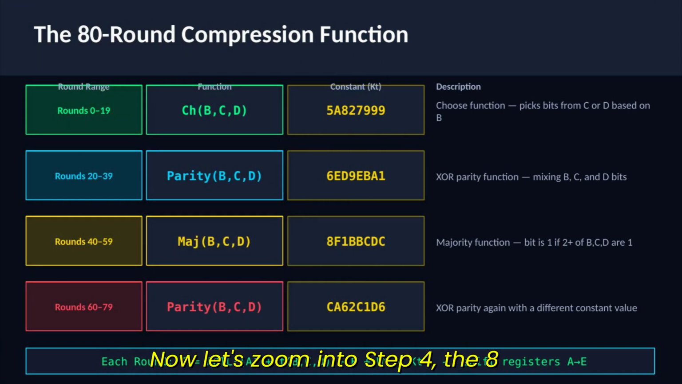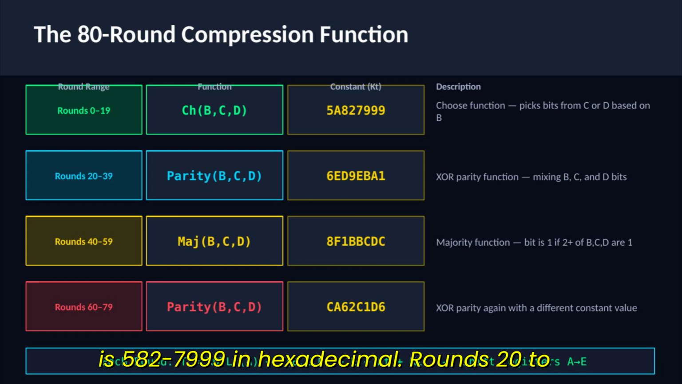Now let's zoom into step 4, the 80 rounds. This is where the real magic happens inside SHA-1. The 80 rounds are divided into 4 groups of 20 rounds each. Rounds 0 to 19 use a function called Ch, the choose function. It picks bits from C or D depending on the value of B. The constant used here is 5A827999 in hexadecimal.